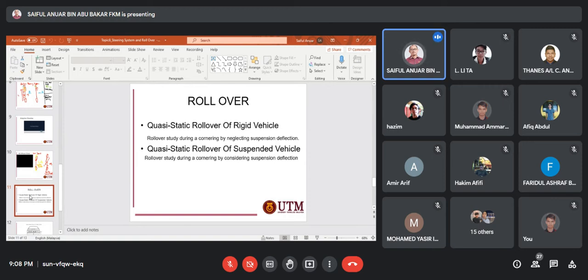The second one is the quasi-static rollover of a suspended vehicle, meaning that when the car enters a corner, there is going to be a roll, and that roll will be prevented as best as possible by the suspension system. So it depends on the suspension stiffness. If the suspension is stiff enough, we see less roll. If the suspension is too soft, we're going to see a lot of roll, but not up to the condition where the car will topple sideways.